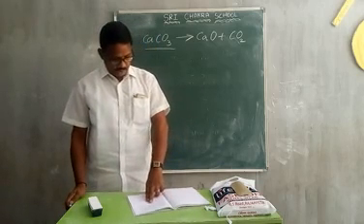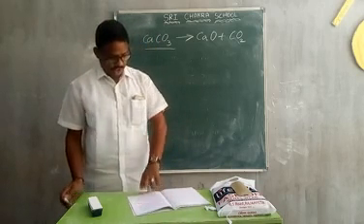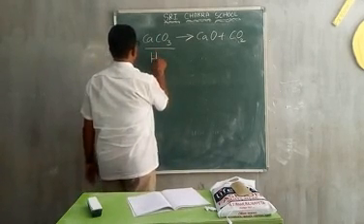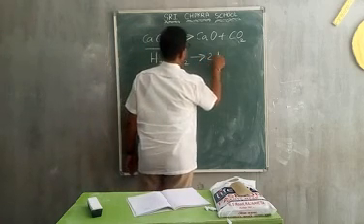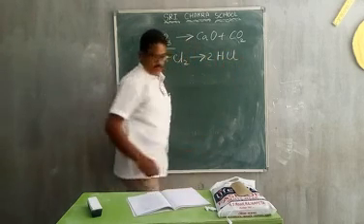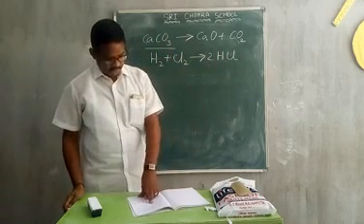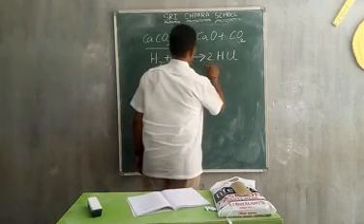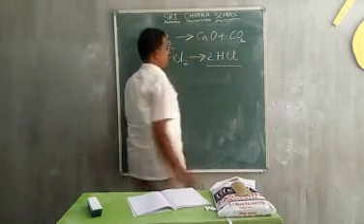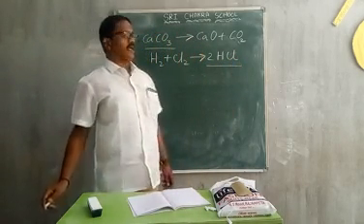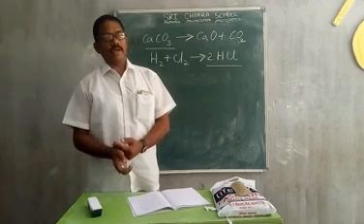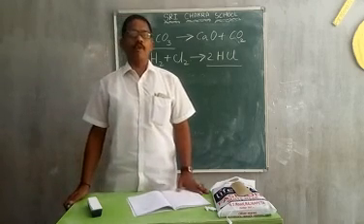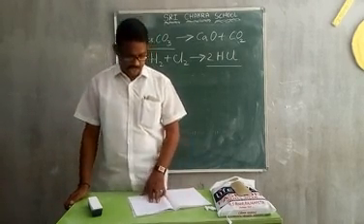Next, what are products in the following equation? H2 plus Cl2 gives rise to 2HCl. HCl, hydrogen chloride, is a product. What is a product? The substances that are formed after the reaction.